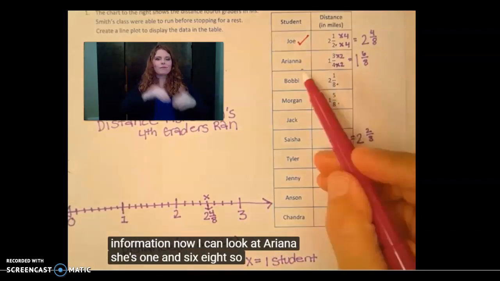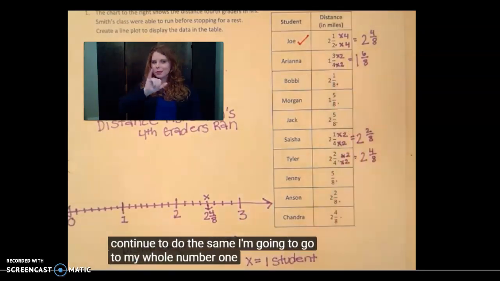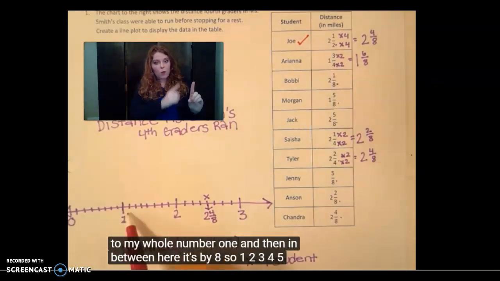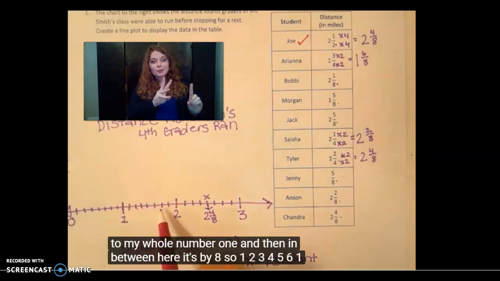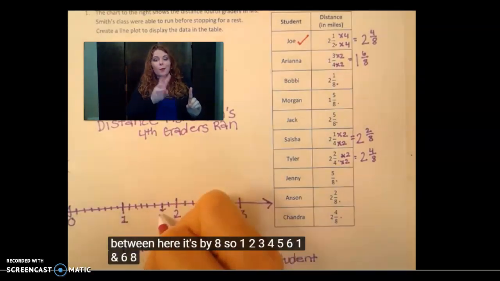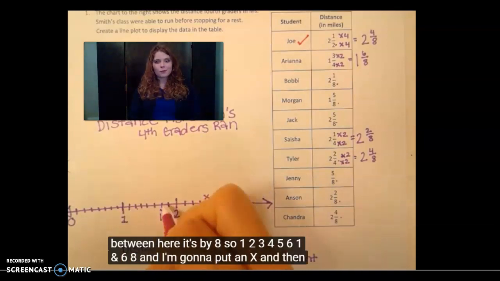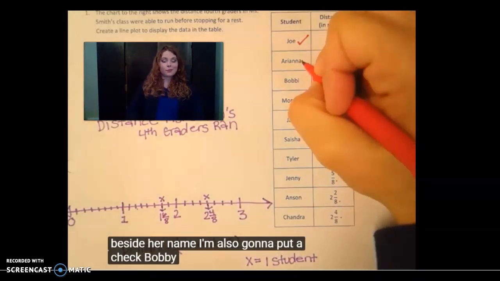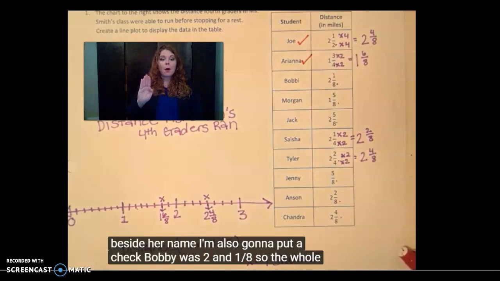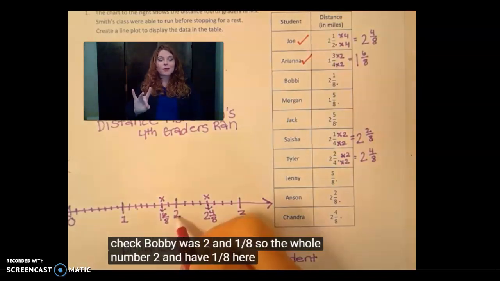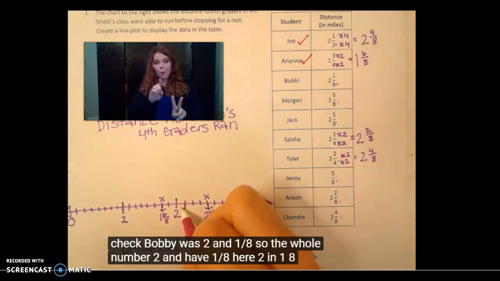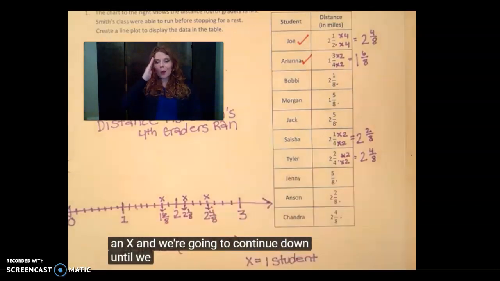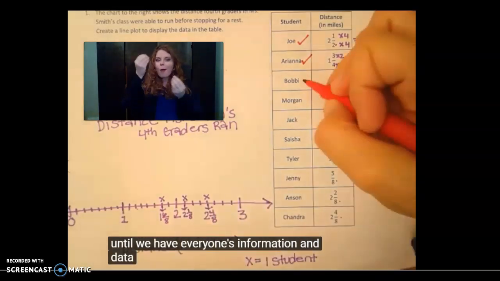Now I can look at Ariana. She's 1 6/8. So I'm going to continue to do the same. I'm going to go to my whole number 1. Then in between here it's by eighths. So 1, 2, 3, 4, 5, 6. 1 6/8. Now I'm going to put an X. And then beside her name, I'm also going to put a check. Bobby was 2 1/8. So the whole number 2. I have 1/8 here. 2 1/8. Put an X. And we're going to continue down until we have everyone's information and data.